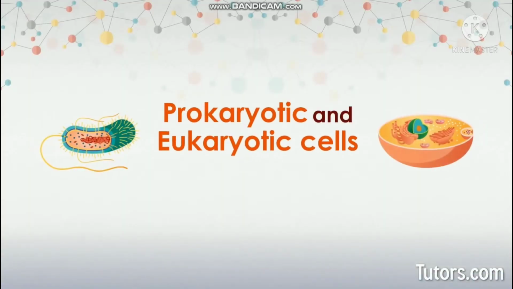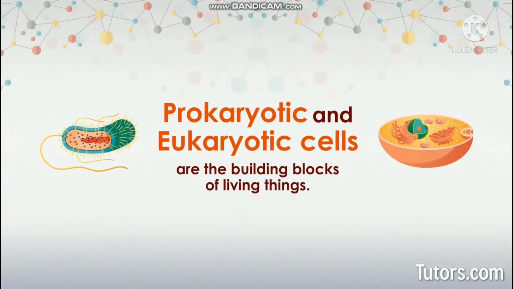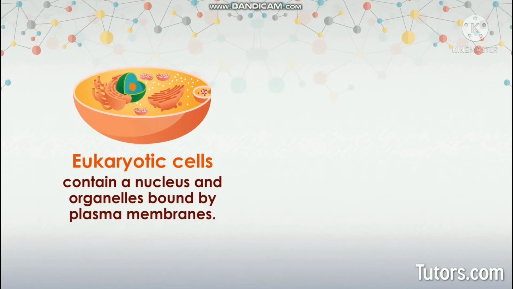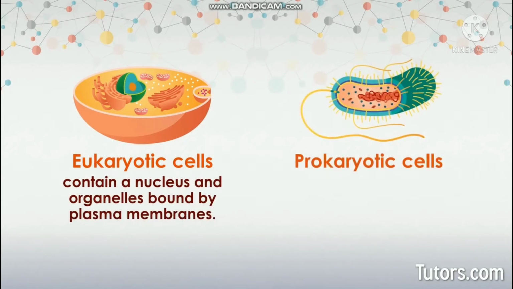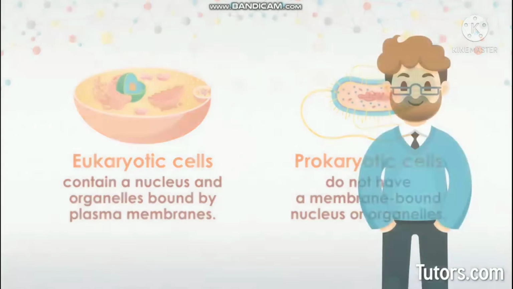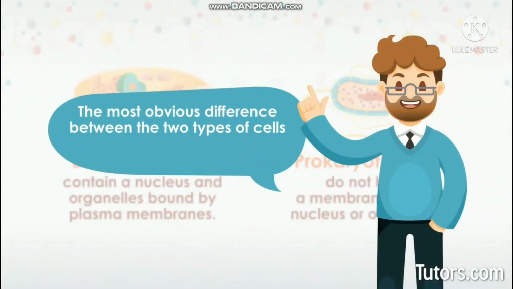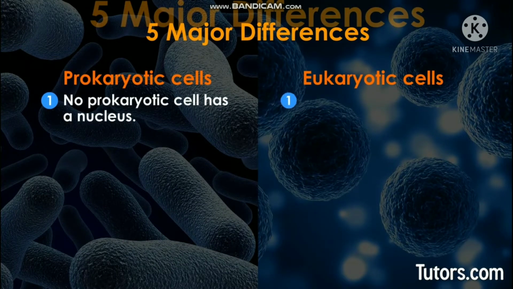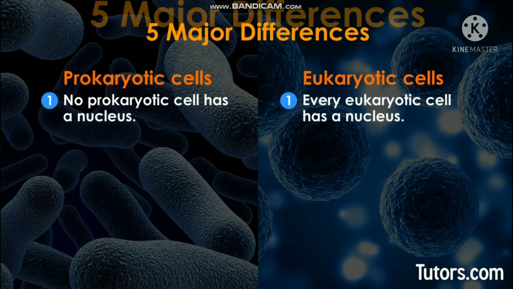Prokaryotic and eukaryotic cells are the building blocks of living things. Eukaryotic cells contain a nucleus and organelles bound by plasma membranes. Prokaryotic cells do not have a membrane-bound nucleus or organelles. The most obvious difference between the two types of cells is that prokaryotes have no nuclei, but there are really 5 major differences. 1. No prokaryotic cell has a nucleus. Every eukaryotic cell has a nucleus.